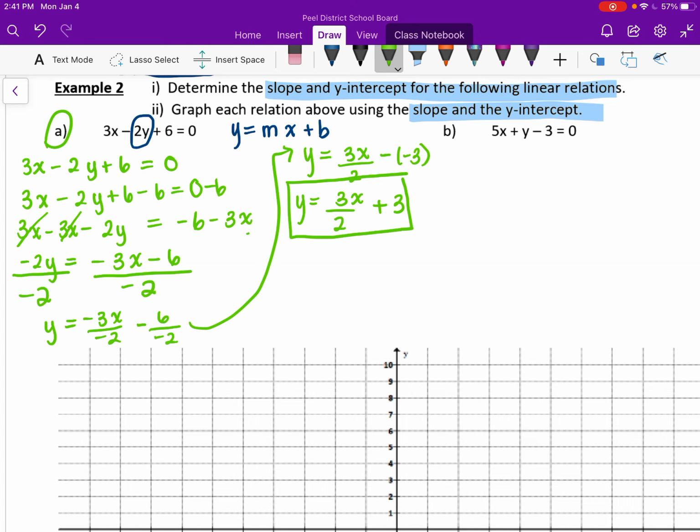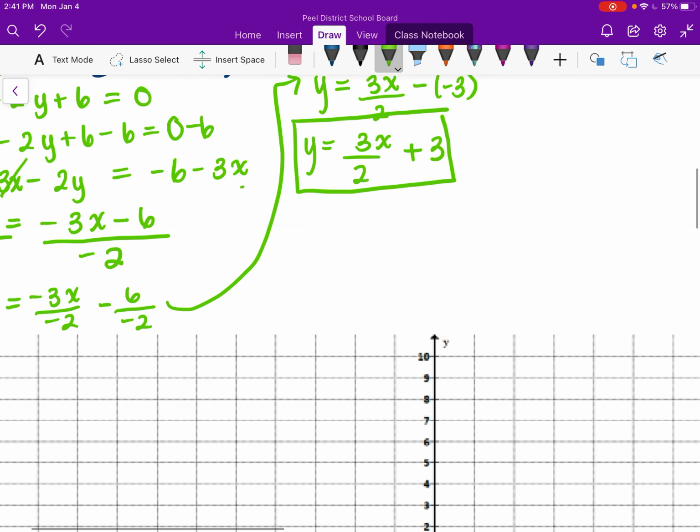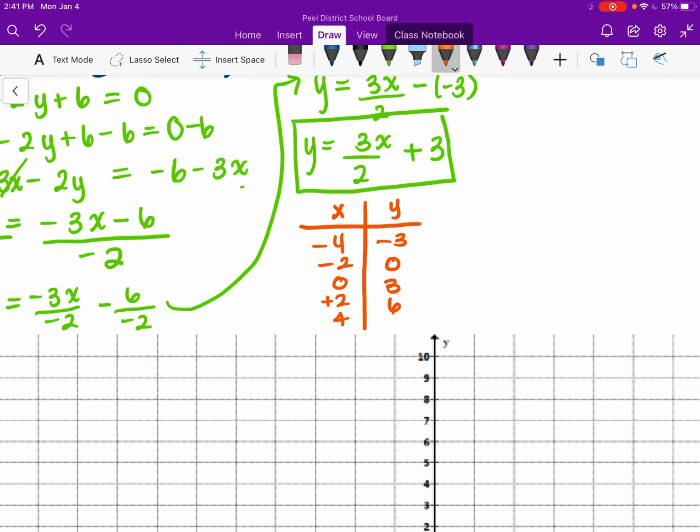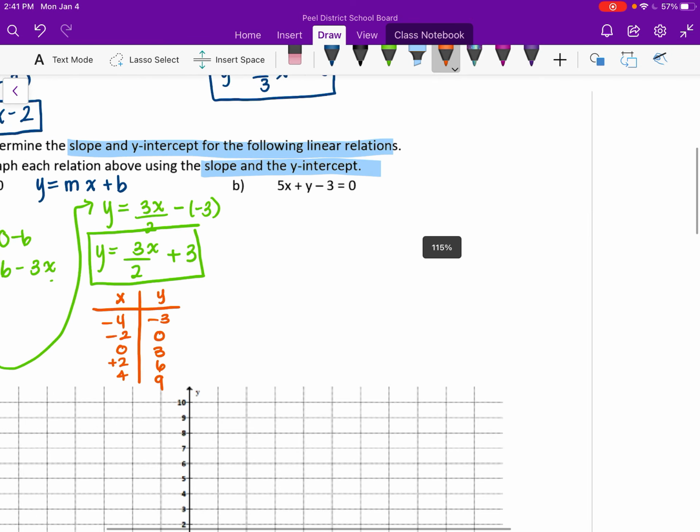There's two ways for me to graph this. In the solutions that I'm going to post, I actually drew out a table of values, right? So I'm just going to do it. I have -4, -2, 0, +2, +4. And then for y, by just plugging in -4 for x, I get -3, 0, 3, 6, and 9, right?